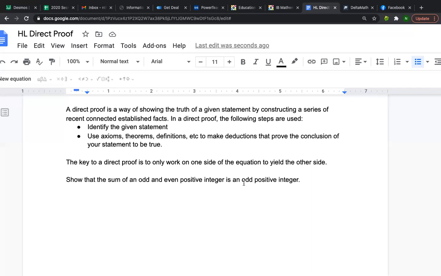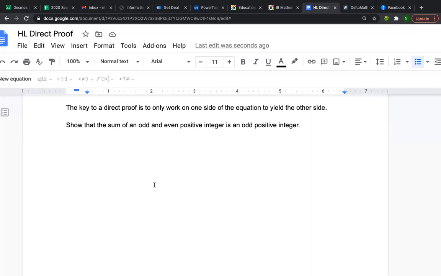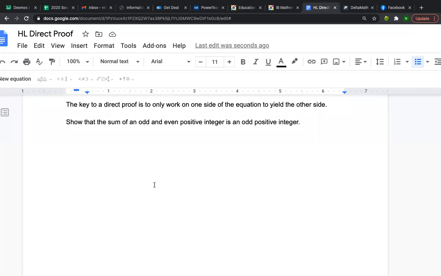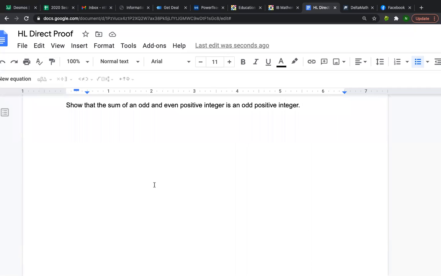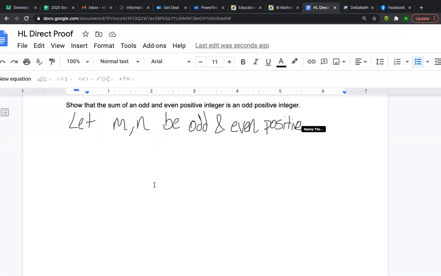So this first example is to show that the sum of an odd and even positive integer is an odd positive integer. So the first step is to identify the given statement. Every direct proof will start with what they give you. So let m and n be odd and even positive integers respectively.